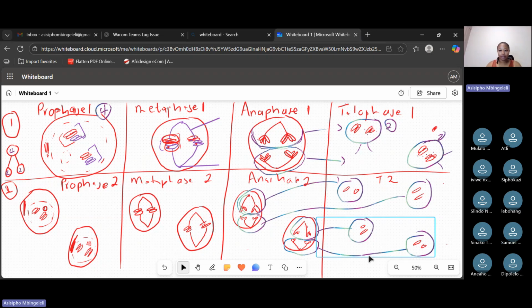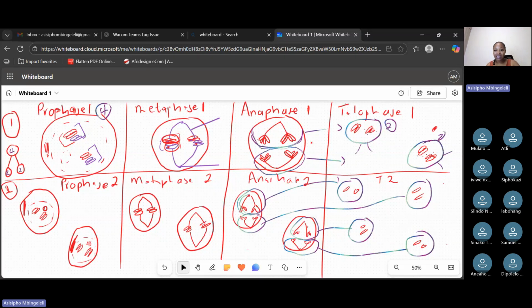Okay, so this is consistent with the rest of the phases. Let's look at metaphase. In metaphase, we had homologous pairs of chromosomes in the middle of the equator, arranged randomly. So that means in total, we had 4 chromosomes in metaphase 1. But in metaphase 2, in each cell, we had 2 chromosomes, half the number of chromosomes.